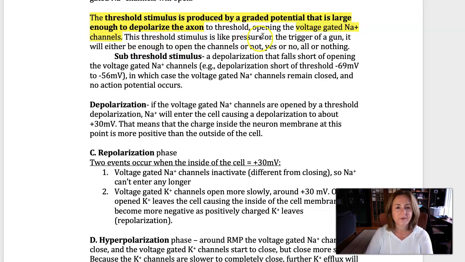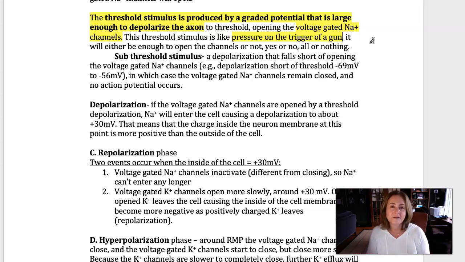So this threshold stimulus is a little bit like pressure on the trigger of a gun. This is a good analogy. If you open those channels, that's all you can do. If I softly, meekly press the trigger, as soon as you reach that critical pressure, the gun's going to fire. And it fires in the exact same way.